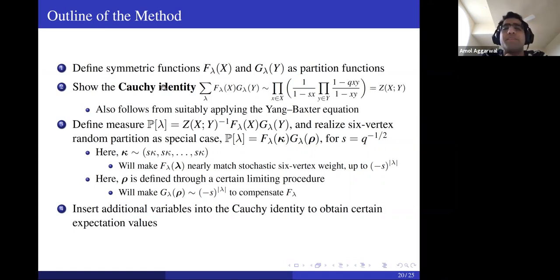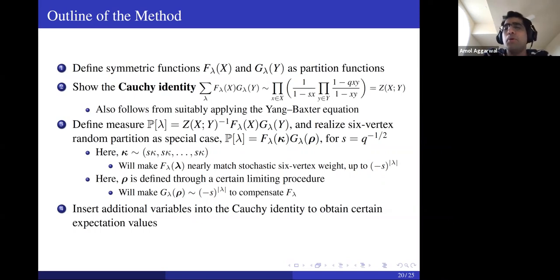So as of yet, I've just defined these functions, and I said they have this nice summation property. The third step is to relate it back to the probability, to the stochastic 6 vertex model I was interested in. In general terms, one can use this quotient identity to describe a probability measure. The probability of lambda is proportional to f of lambda of x times g of lambda of y, and then I normalize by z to make the sum equal to 1. So this is some probability measure.